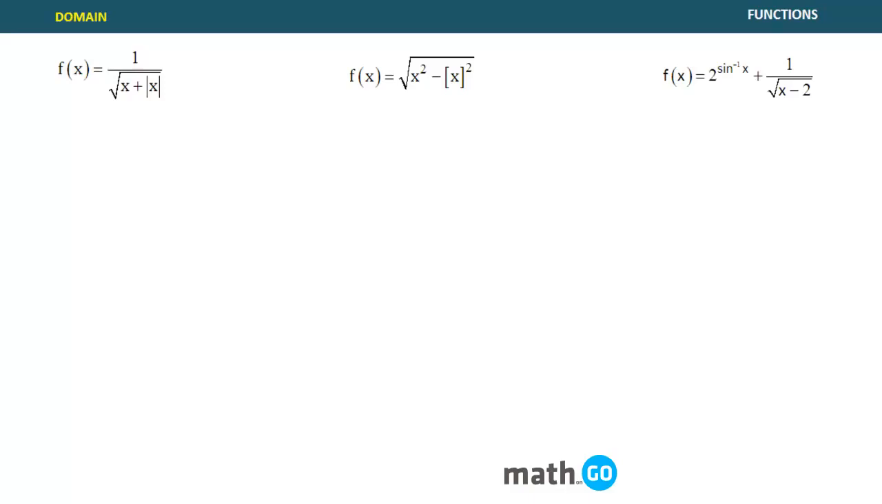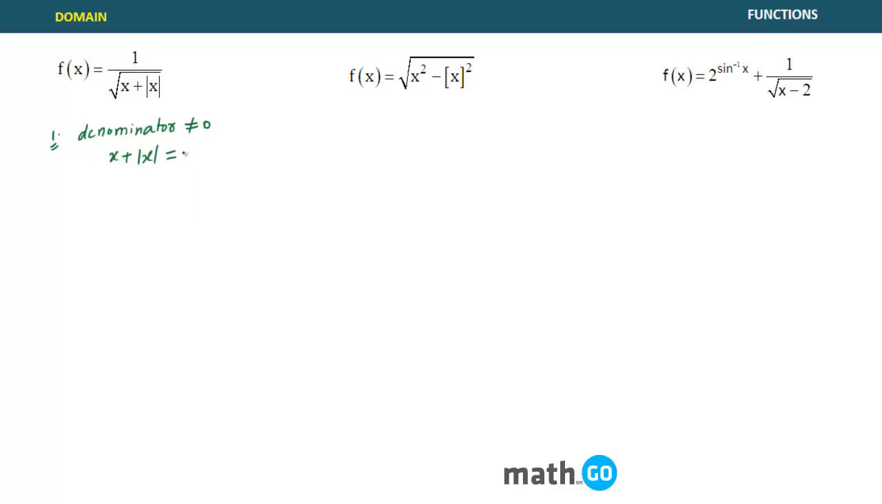See, the questions are basically based on finding domain. So I have taken three questions. We'll go step by step. The first question says 1 upon square root of x plus modulus x. So first of all, understand how many functions are there. There is a denominator, because everything is written in the denominator. So what is the condition? The denominator should not be equal to 0. When does the denominator become equal to 0?